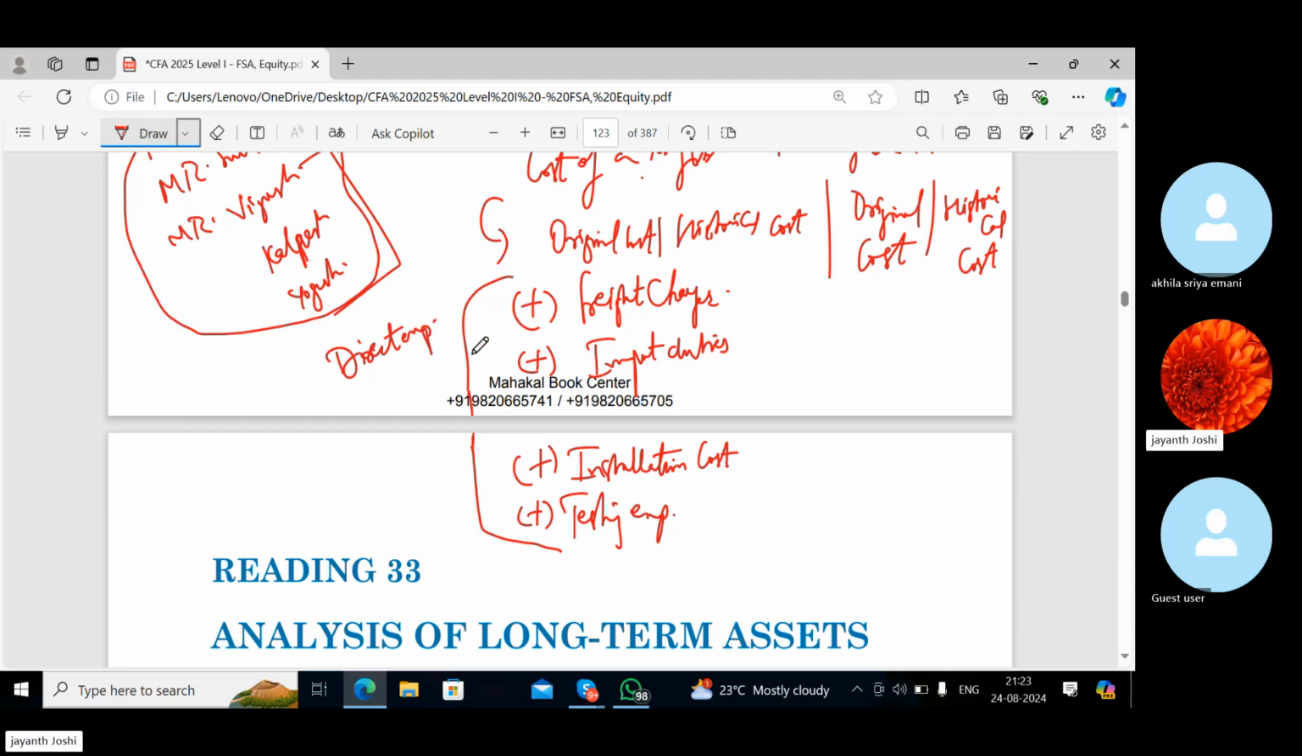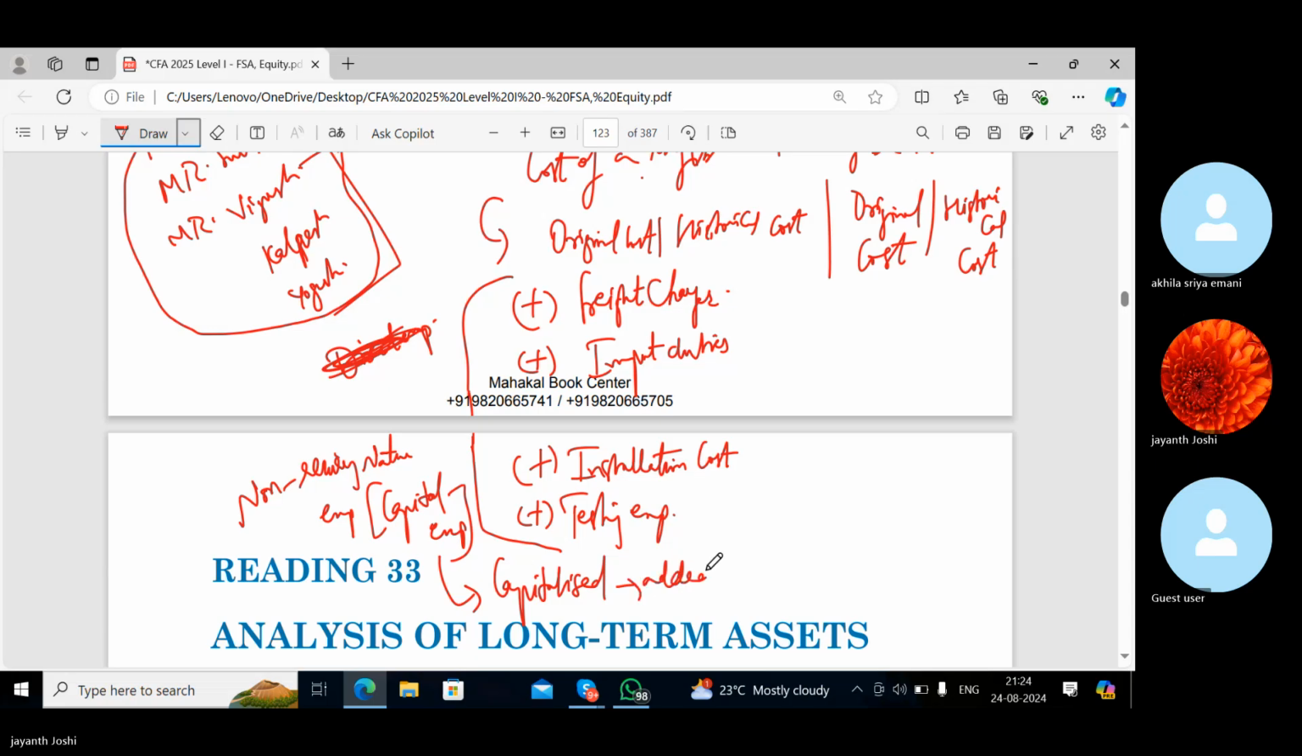I would rather say these are not direct. The better term is non-recurring nature expenses, also called capital expenses, and these have to be capitalized. That means they have to be added to the asset value.